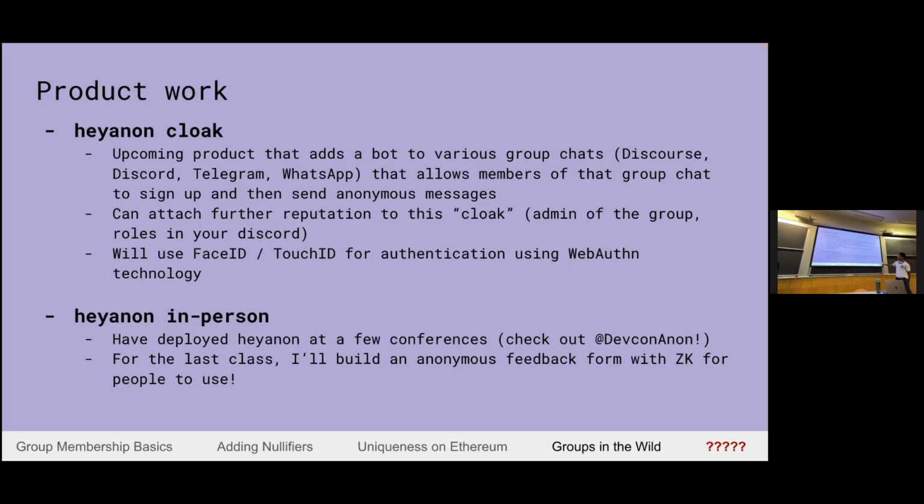And for this last class, just because we sort of have to, we're teaching about ZK, so it only makes sense that whatever feedback we're collecting will also be in ZK. So I'll set all that up by the end of the week. We'll make sure that you guys can give very anonymous and honest feedback using this technology that we're learning about.